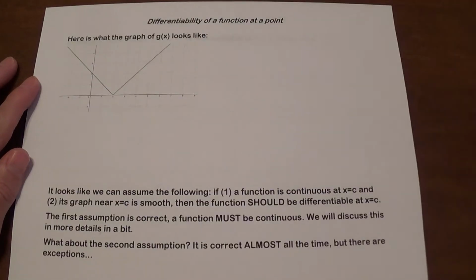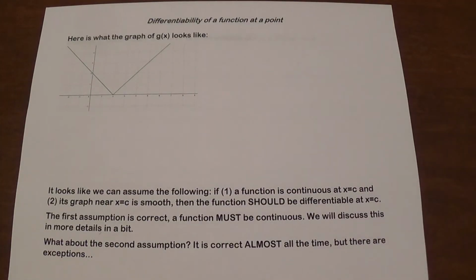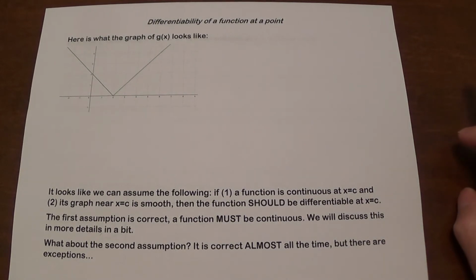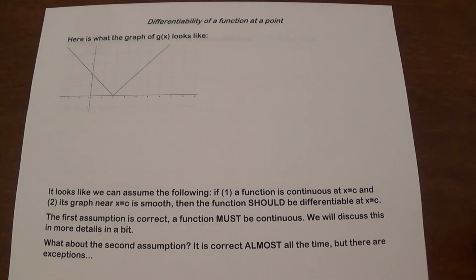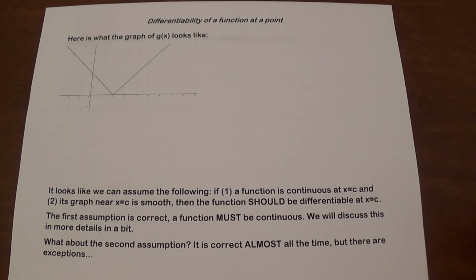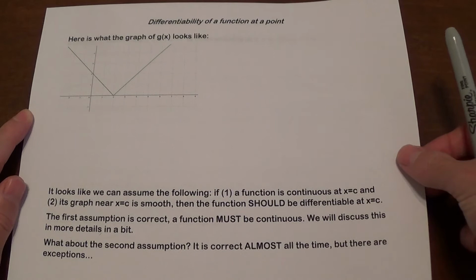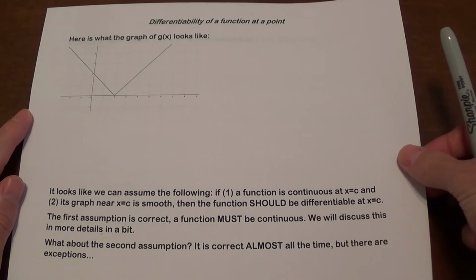Right. This is what this graph looks like. So what can we assume so far? If the function is continuous and the graph is going to be smooth near the point in question, the function should be differentiable, because this graph has a sharp turn at 2, and the graph before that was nice and smooth. So is that actually true? The function has to be continuous, but what about the nice and smooth curve? Is that always going to be the case?